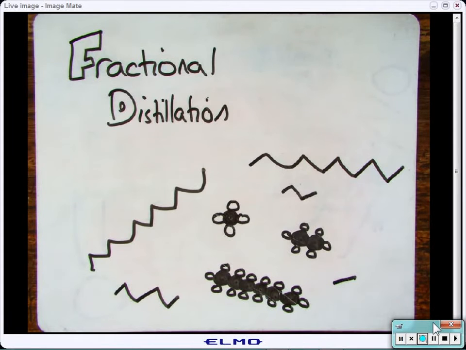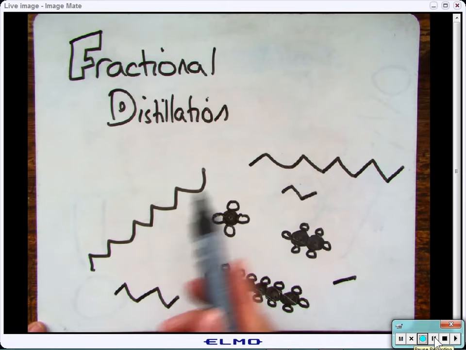This video is going to have a look at fractional distillation. By the end of the video you'll know what fractional distillation is, why it's useful, and what all the different parts are. To begin with, we have crude oil.